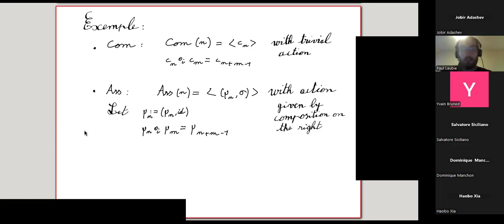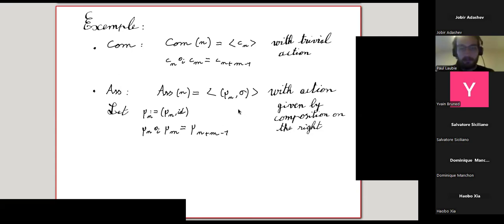We also have the associative operad, which encodes the associative algebra. So this time, the space of multilinear maps of arity n is of dimension n factorial, and the action is the composition on the right. And why? Because, well, once again, the order in which I do the multiplication does not matter because we are associative, so we can forget about the parentheses. However, the order of the elements does matter. So the permutation of the elements matters.